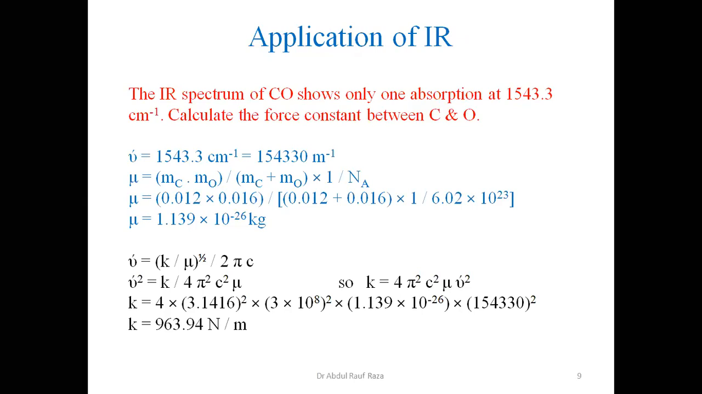The IR spectrum of carbon monoxide shows only one absorption at 1543.3 per centimeter. Calculate the force constant between carbon and oxygen. So we can calculate this very easily because we have come across this relationship, this equation.